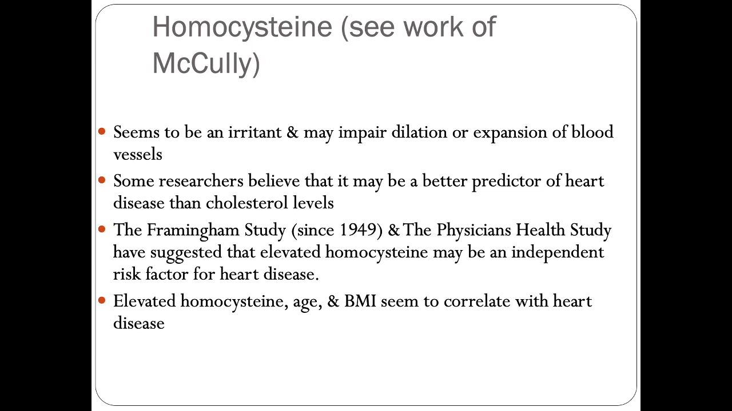And then homocysteine. This is an irritant. It's a derivative of certain amino acids. It's implicated in impairing dilation or expansion of blood vessels, and it's considered to be a better predictor of heart disease than cholesterol levels, although C-reactive protein might be better. This was basically determined by something called the Framingham study. And besides elevated homocysteine, age and BMI, being body mass index, which is a measure of body fat content, these all seem to correlate with heart disease.